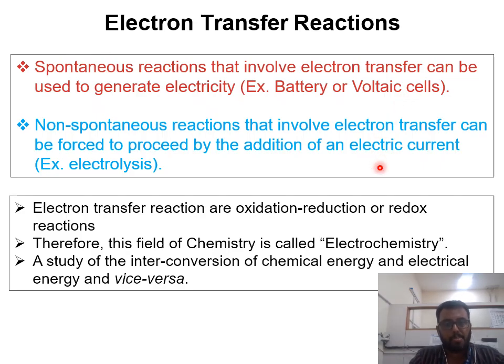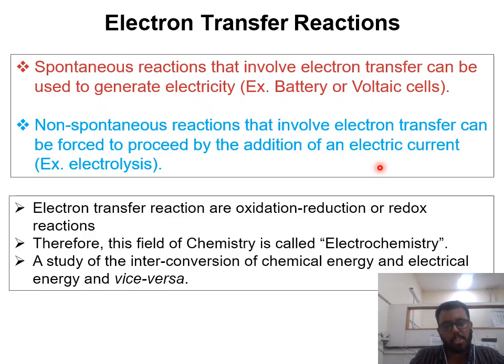But since they are non-spontaneous, they have to be forced to proceed by the addition of an electric current. So you supply some electric current, you force the system to do some reaction, whether oxidation or reduction, and that entire process is electrolysis. A simple example is water electrolysis. You supply potential higher than the overpotential.